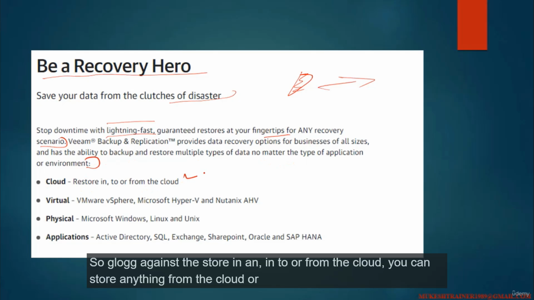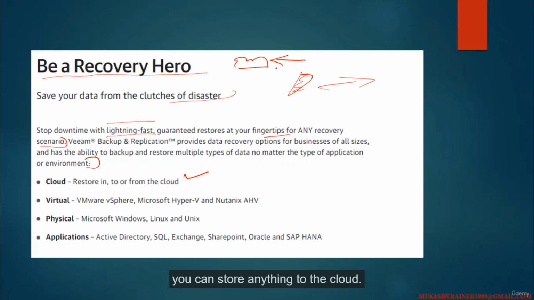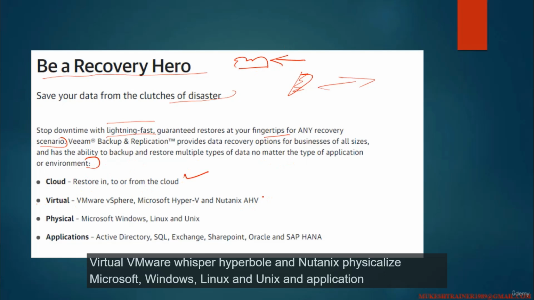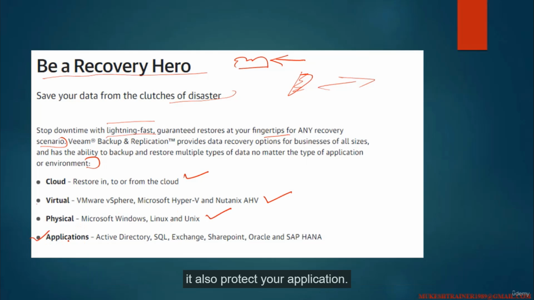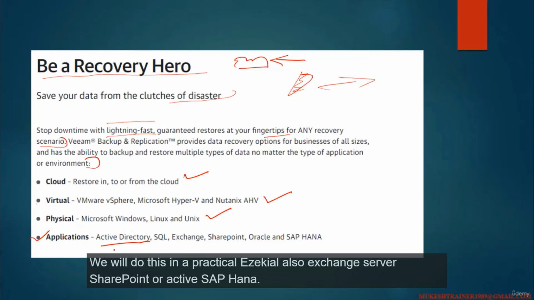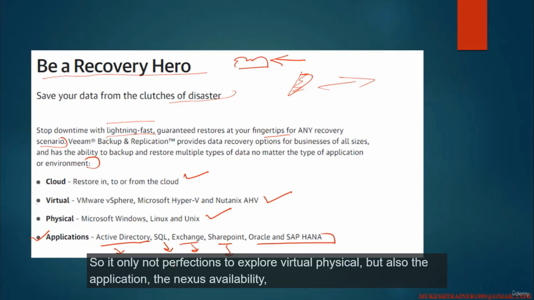So cloud, again, restore in, to, or from the cloud. You can restore anything from the cloud, or you can restore anything to the cloud. Virtual: VMware vSphere, Hyper-V, and Nutanix. Physical is Microsoft Windows, Linux, and Unix. And application, it also protects your applications. That's Active Directory. We will do this in a practical. SQL also, Exchange Server, SharePoint, Oracle, SAP HANA. So it not only provides protection to your cloud, virtual, physical, but also the applications.